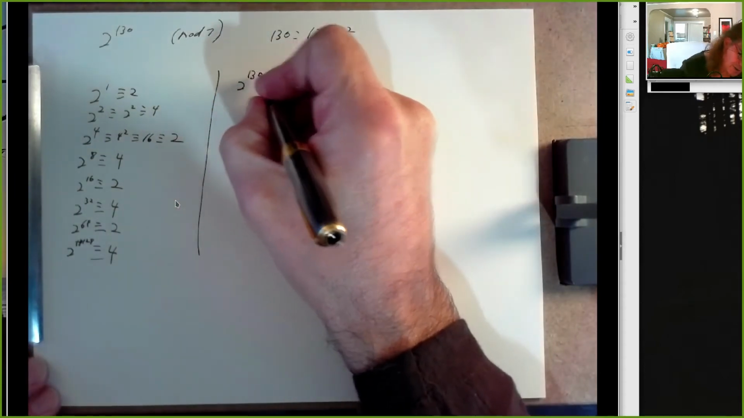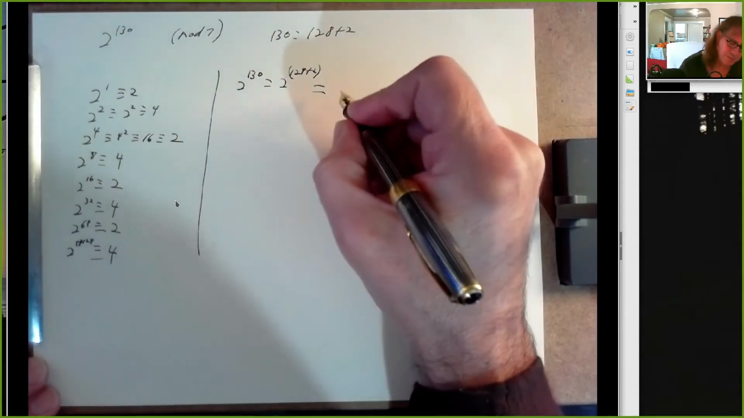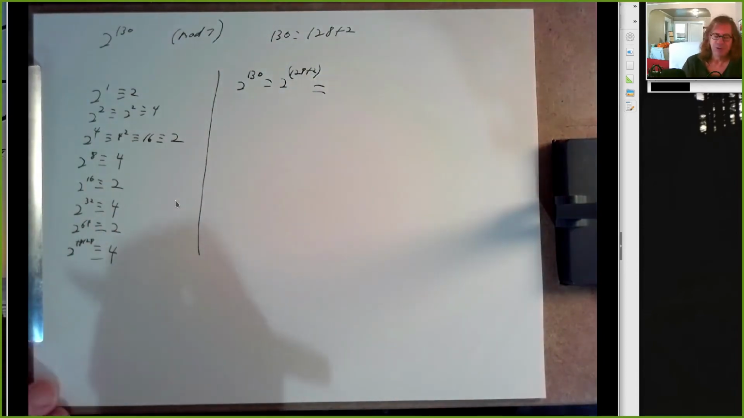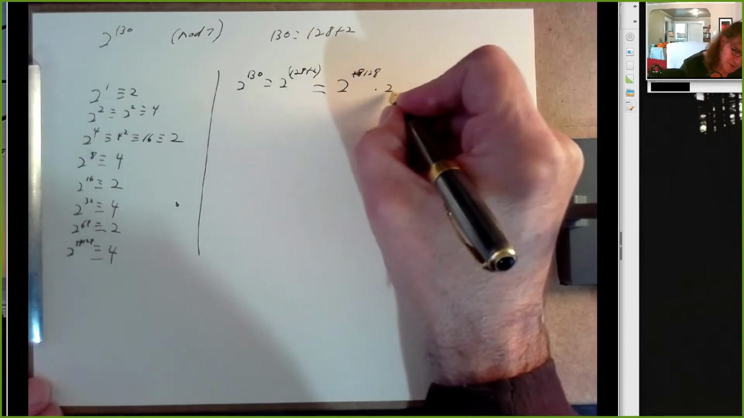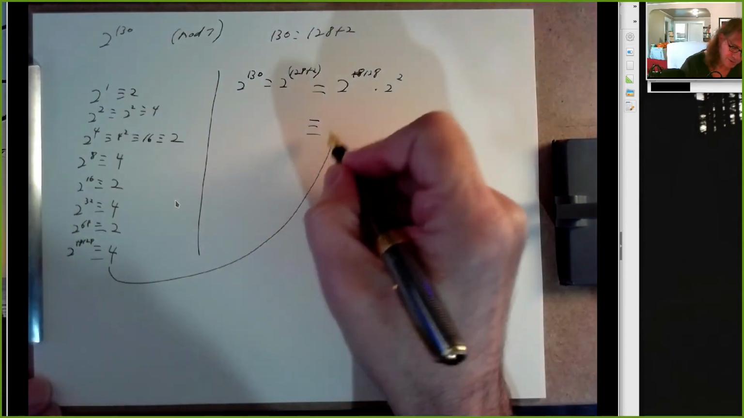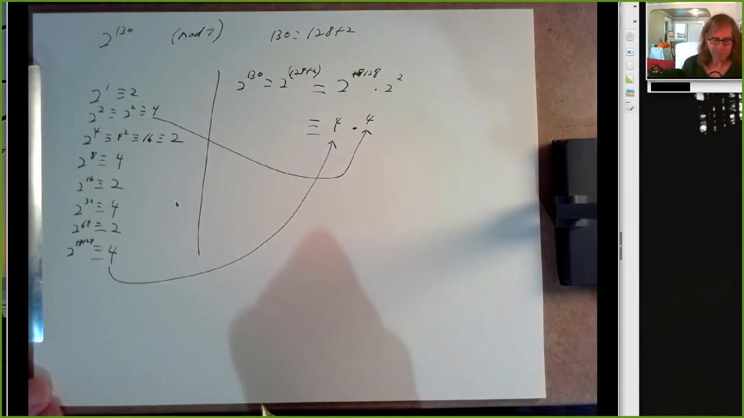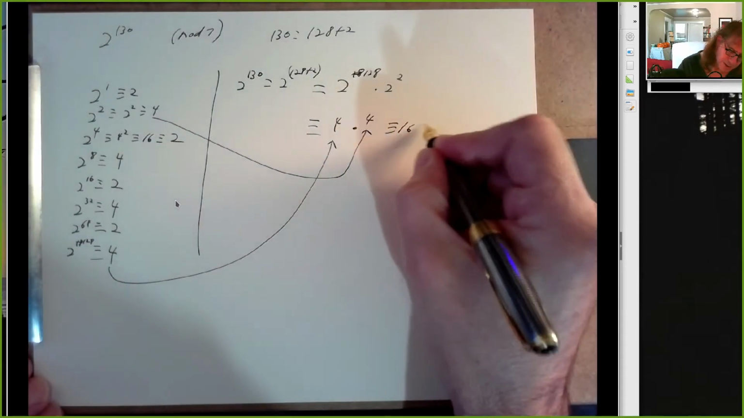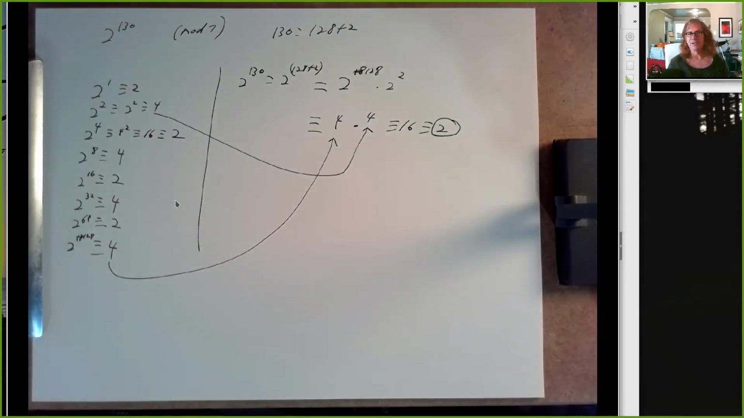2 to the 130th will be 2 to the 128th plus 2, which will be, now if we pull that exponent down, we switch to multiplication, 2 to the 128th times 2 squared. And that's congruent to 4 times 4, which is congruent to 16, which is congruent to 2. So 2 to the 130th is congruent to 2 mod 7. Okay, that's modular exponentiation.